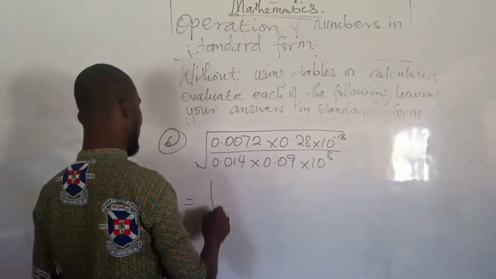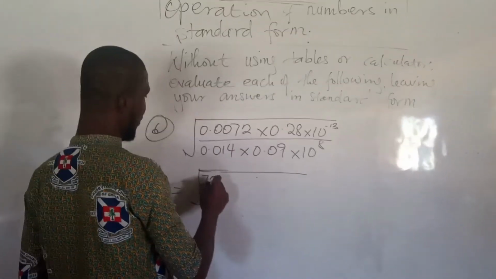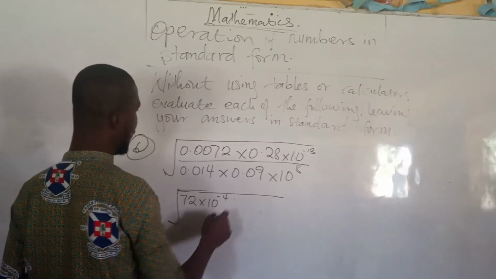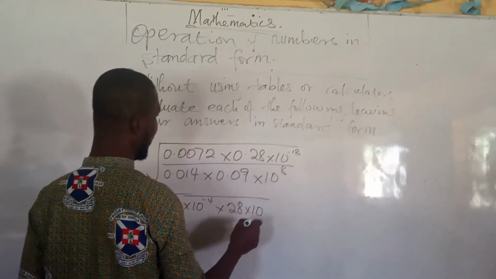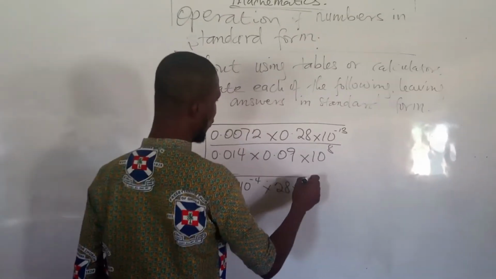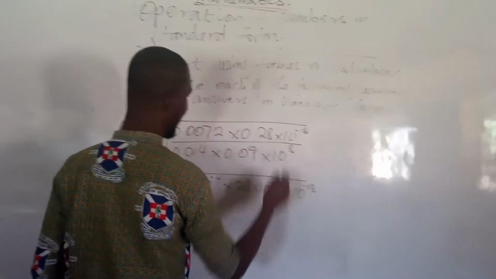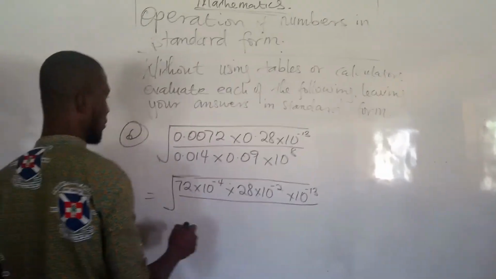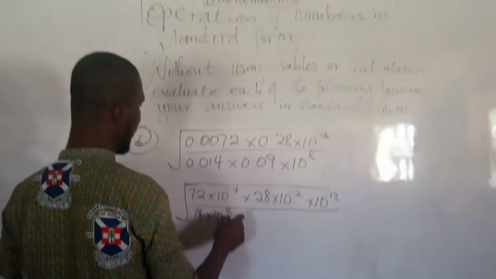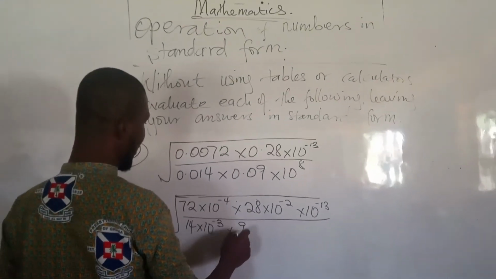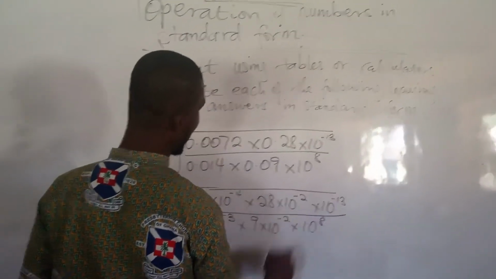So this will give us the square root of, the top one will be 72 times 10 exponent negative 4, times 28 times 10 exponent negative 2, then times 10 exponent negative 13, which is already here, all over 14 times 10 exponent negative 3 times 9 times 10 exponent negative 2, then times 10 exponent 8. Alright.